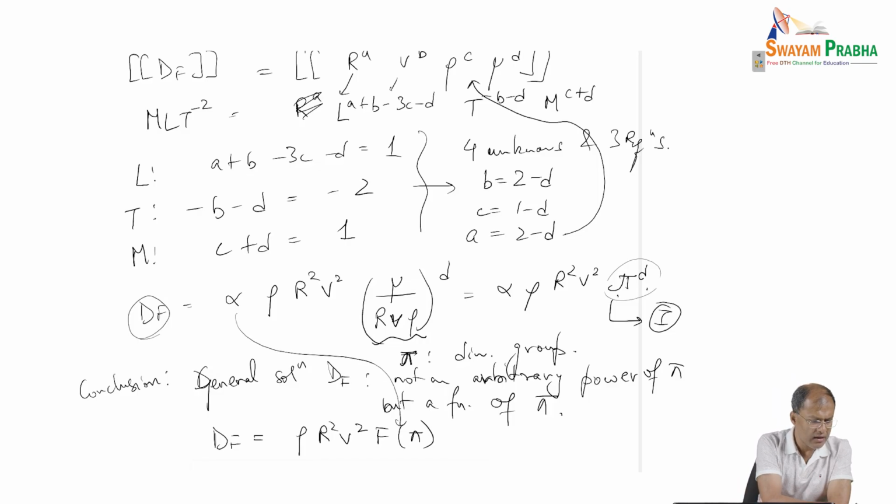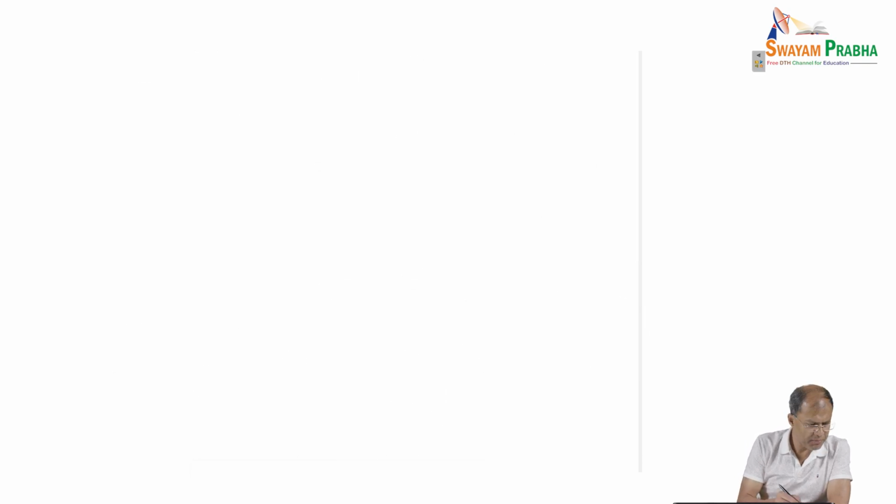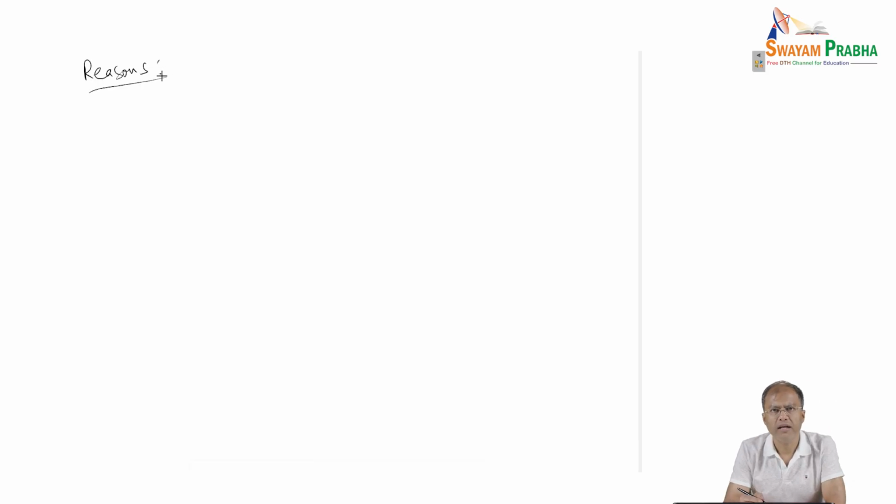Now, why have we assumed that the drag depends on an arbitrary function of pi, not just a power? Let us see why. So for example, we are trying to figure out the reasons behind this form of drag being an arbitrary function of pi.